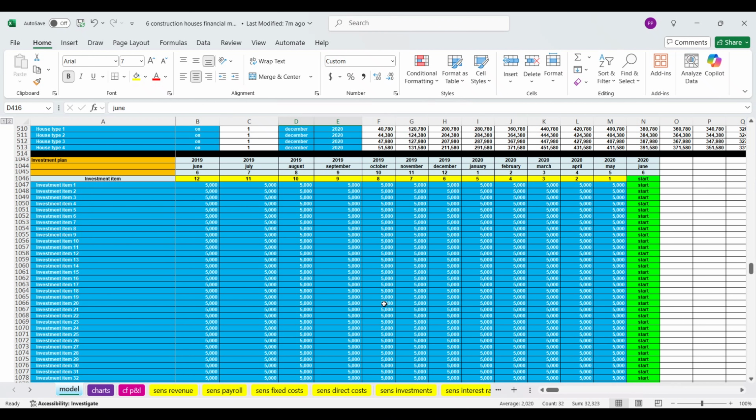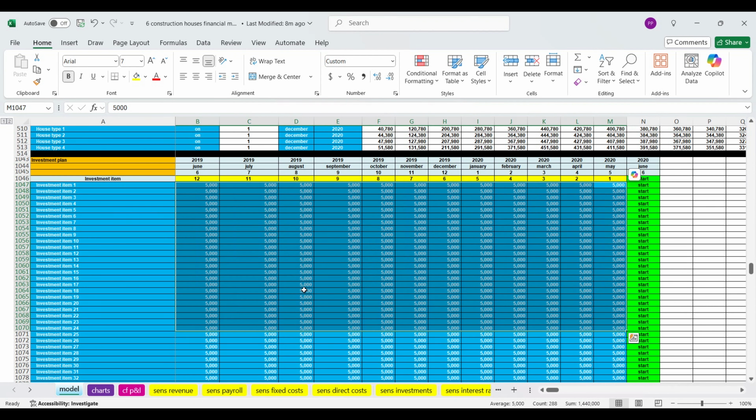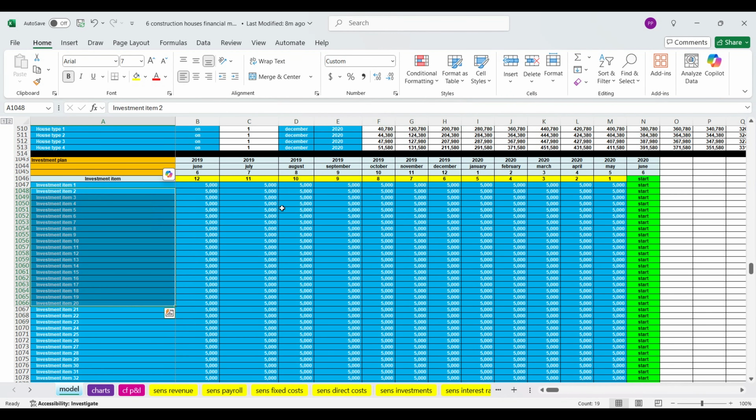Then we may have some management company. So this is the investment plan for the management company. Here we can specify what we are investing in for the management company, how much we are going to invest, and this green column illustrates the first month when we start building the first house. So this column is being generated automatically, and from this moment to the past we are investing in the management company. If we do have any investment plan for that, we are specifying what we are investing in and how much.